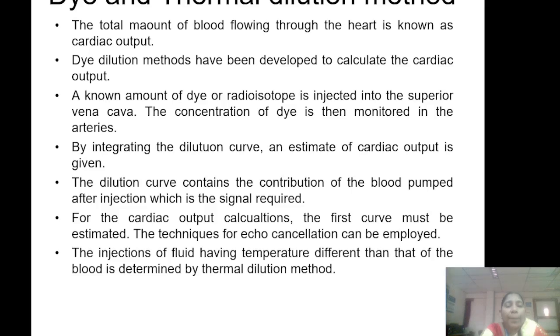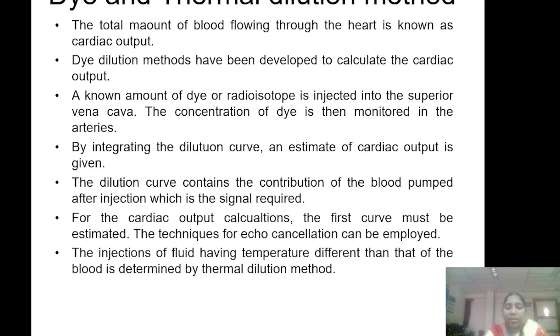Then in the thermal dilution method, we have a small device, the Swan Ganz catheter. There are four lumens in it. In one lumen, air will be sent, in another lumen, the water temperature will be maintained, and in another lumen, fluid will be injected to check the movement of the blood, that is, to measure the cardiac output. The injection of fluid having a temperature different from that of the blood is the thermal dilution method.